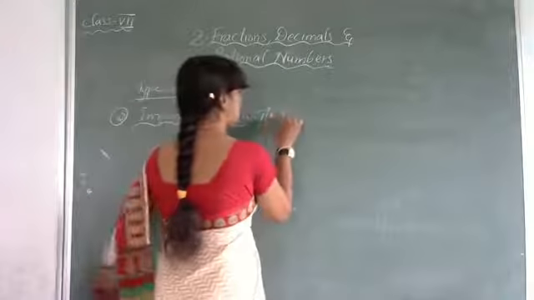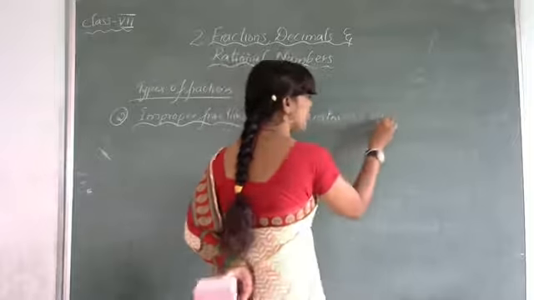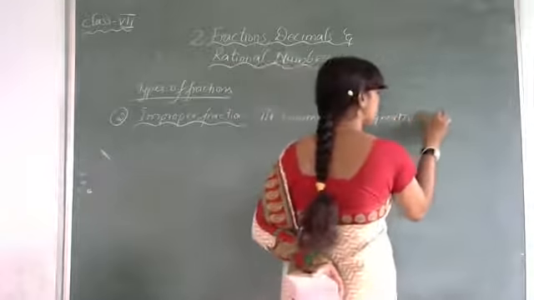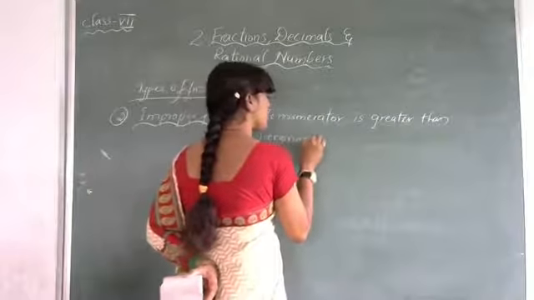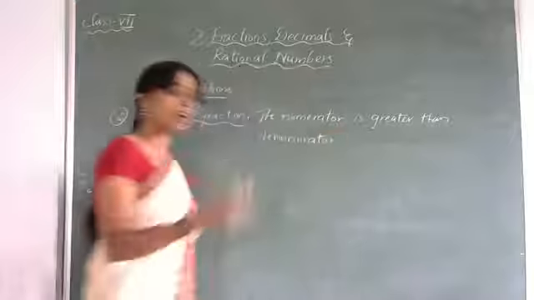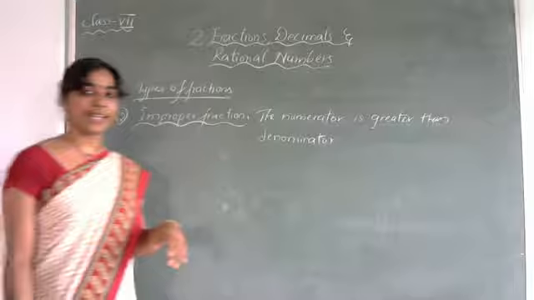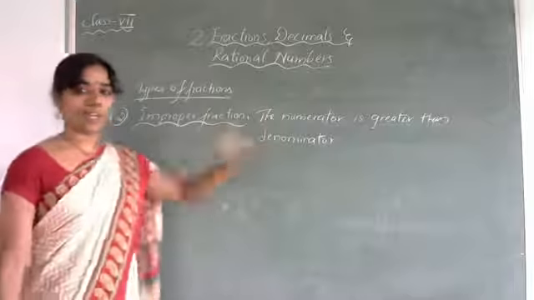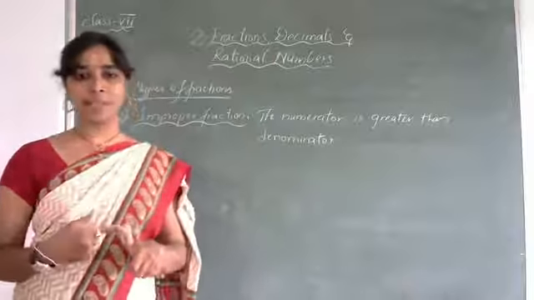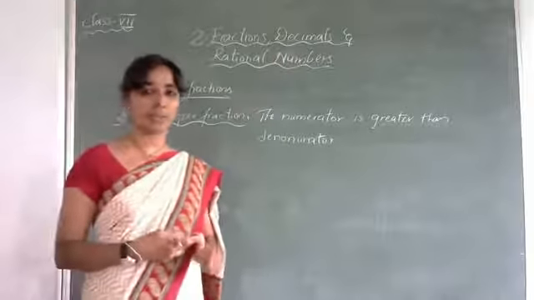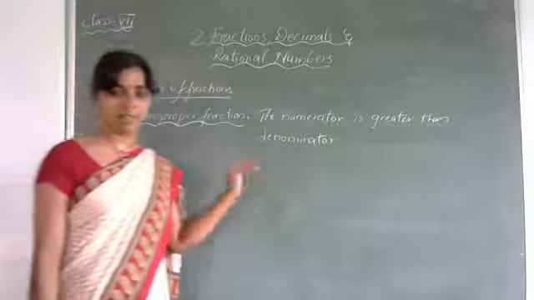The numerator is greater than the denominator, or the denominator is smaller than the numerator. Like that also we can write. See children, this you have to write in your notes also. You have to write the definition of the fraction and the types of fractions. How many types of fractions did I write on the board? All those you have to write. And whatever I am writing on the board, you have to write in your notes.